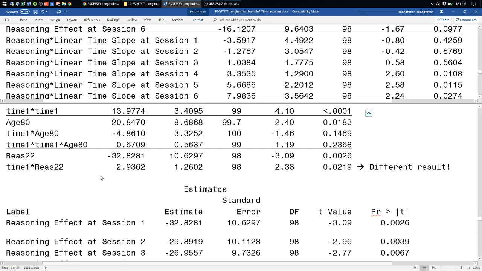So this time, the reasoning of 3 is kind of like the average, or 2.9. It's kind of like the average of what used to be here. It's the average age by reasoning by time. So it means something different. It's tested with more precision because we don't have reasoning by time fighting against it, so it's a different result.